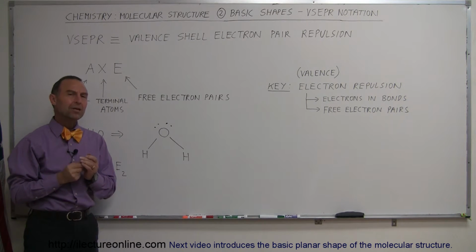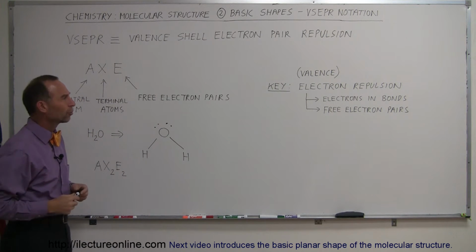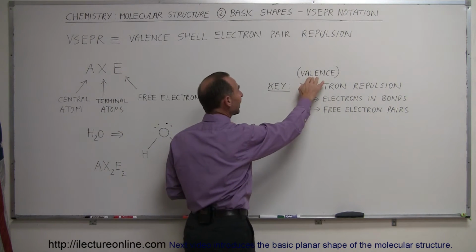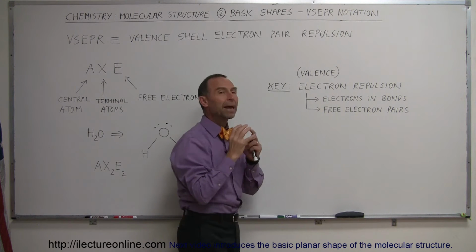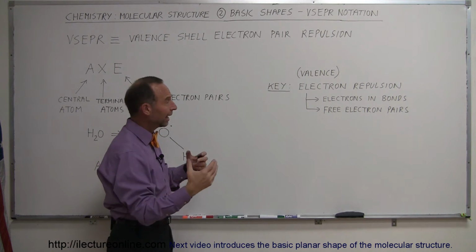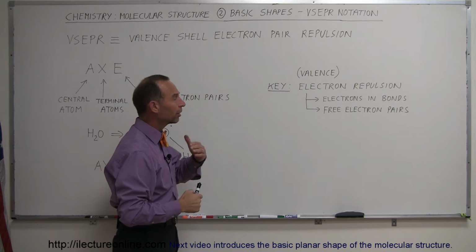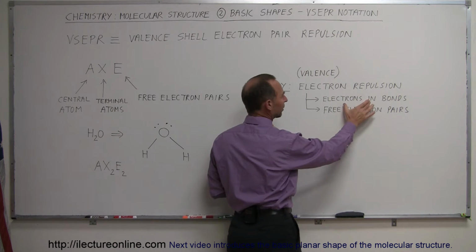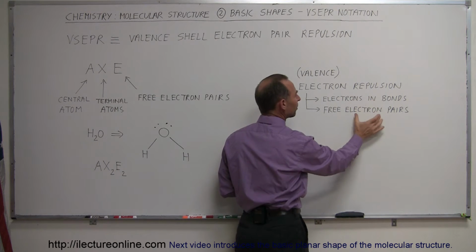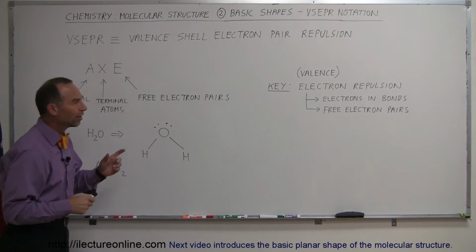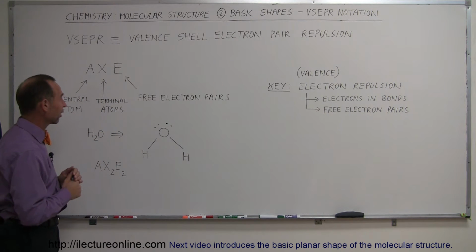And that's really the key to figuring out what the structure of atoms or molecules look like. And so here the key is the valence electrons that repel one another. So it's the electrons in the valence shells that make the bonds and that also are free to make other bonds in case they bond with other molecules or other atoms. And so we're talking about the repulsive forces between the electrons in the bonds and the free electrons in pairs around the atoms. Of course, we're dealing with the valence electrons.